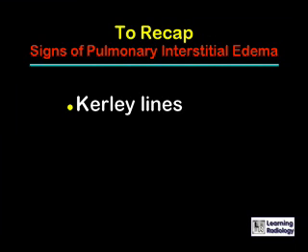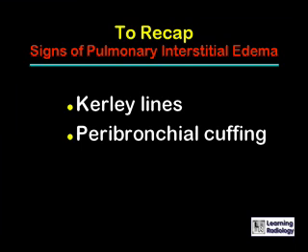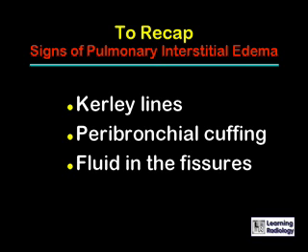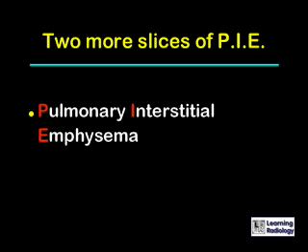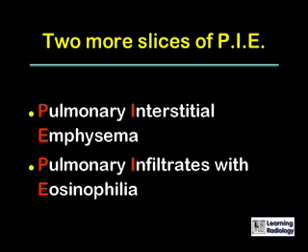To recap, the signs of pulmonary interstitial edema, the reliable major findings are Kerley B lines and Kerley A lines, peribronchial cuffing, fluid in the fissures, and pleural effusions. Next time, we'll look at two more slices of PIE, pulmonary interstitial emphysema, and pulmonary infiltrates with eosinophilia.